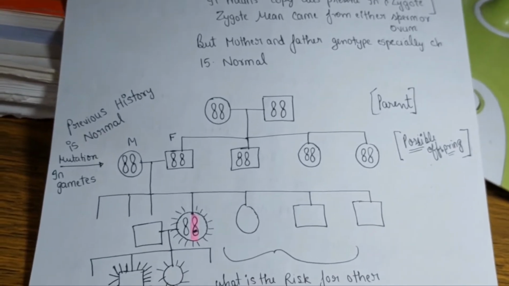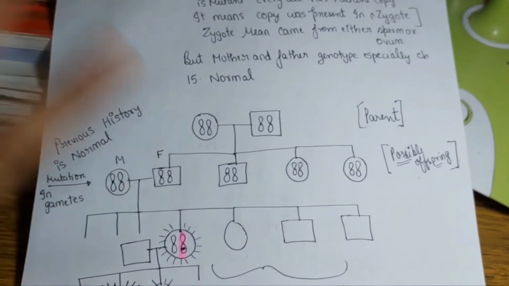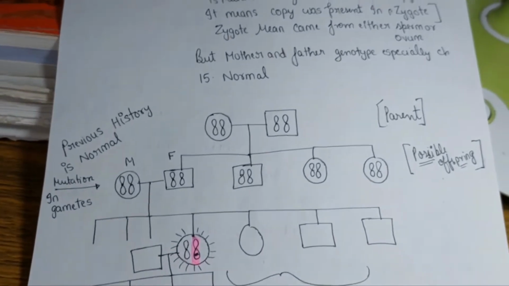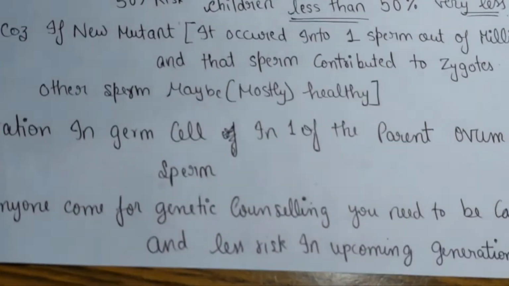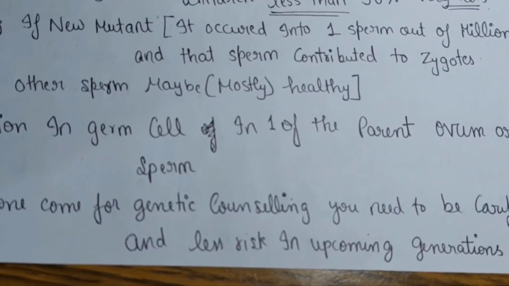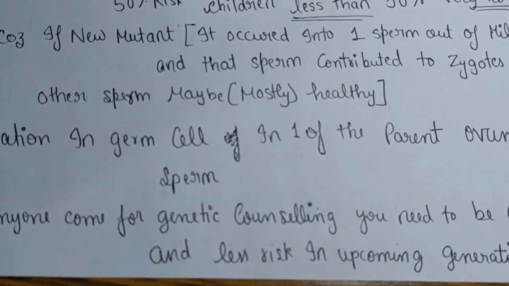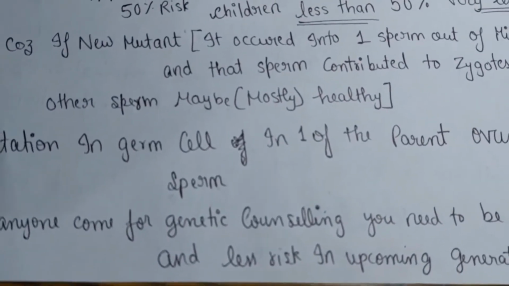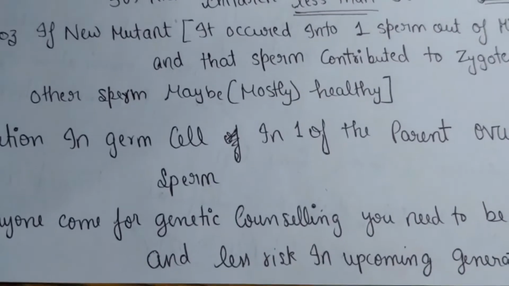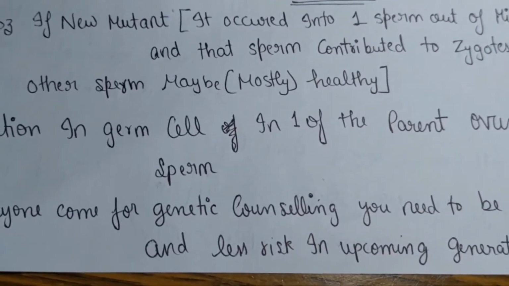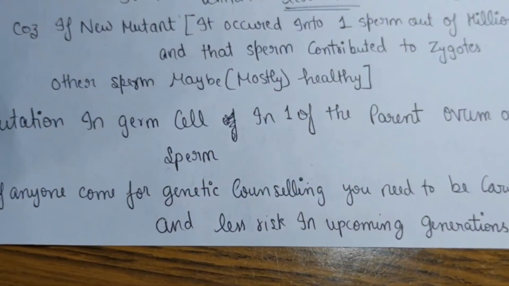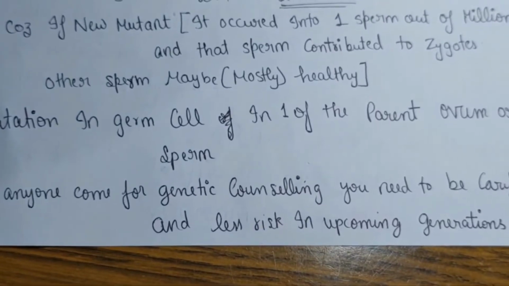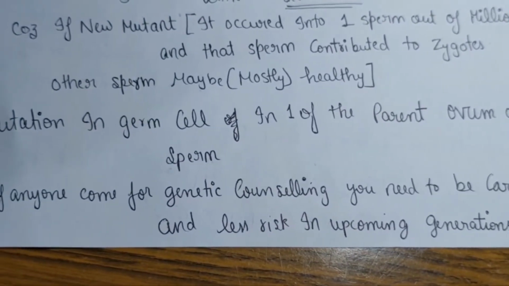What is the risk for other children that they will also have a new mutation, or be born defective? Actually the risk is very low, because if it was a new mutation, it occurred in one sperm out of millions of sperms. Since only that sperm contributed to form the zygote, other sperms are mostly healthy. So the risk of developing the disease in future children is going to be low. Mutation in germ cells can take place in either one of the parents, either in the ova or in the sperm.